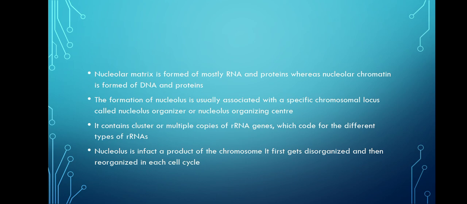Nucleolus organizing center. The formation of nucleolus is usually associated with a specific chromosomal locus, which is called the nucleolus organizer or nucleolus organizing center. It contains clusters or multiple copies of rRNA genes which code for the different types of rRNAs. Nucleolus is in fact a product of chromosomes. It first gets disorganized and then reorganized in each cell cycle.